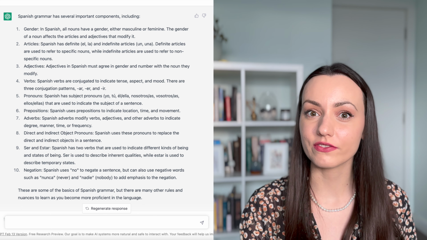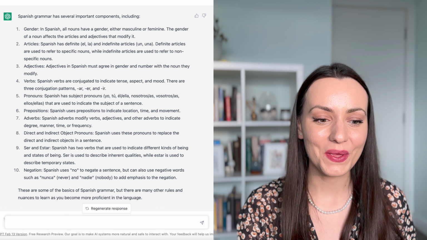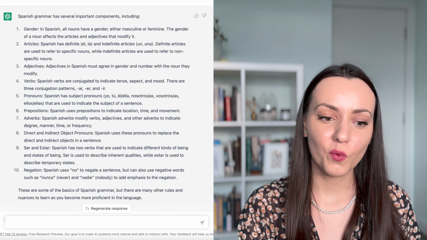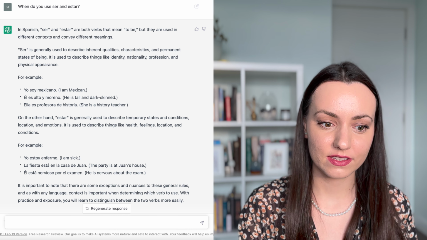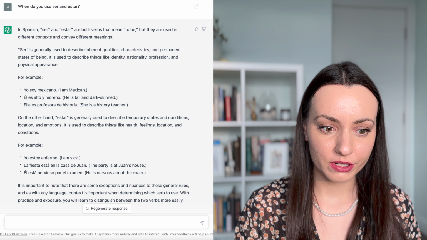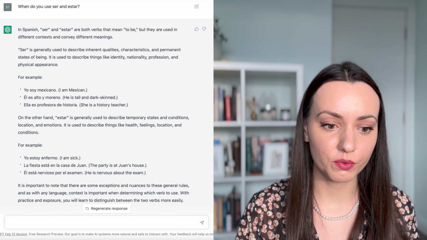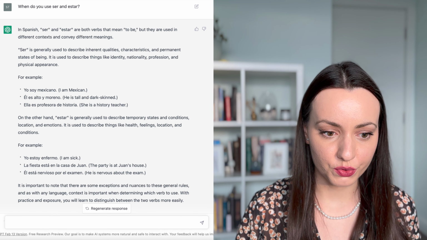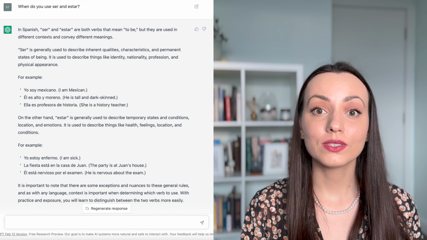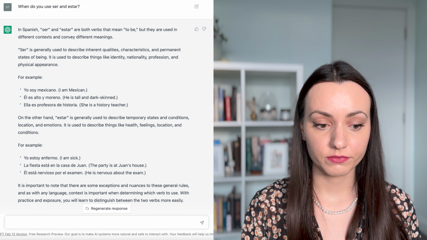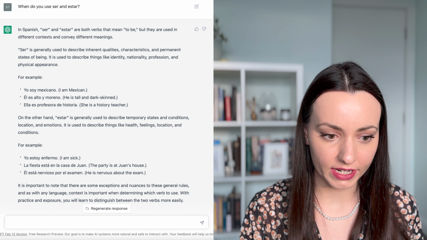But I tried to give ChatGPT a chance to redeem itself when it comes to ser and estar. So I asked, when do you use ser and estar? And it says that they are both verbs that mean to be. You can see the whole text on the screen. You can pause it if you want. Here's what I want to draw your attention to. The examples of using ser are correct, grammatically it's fine.